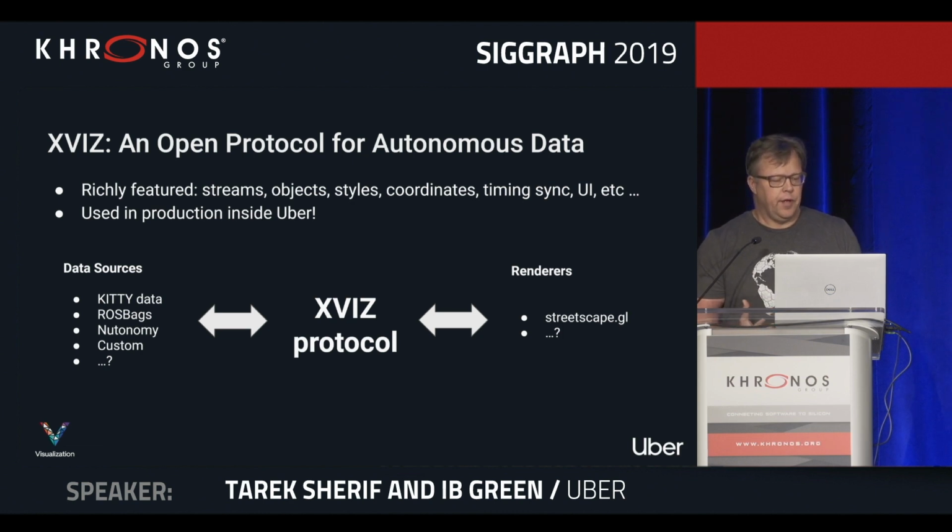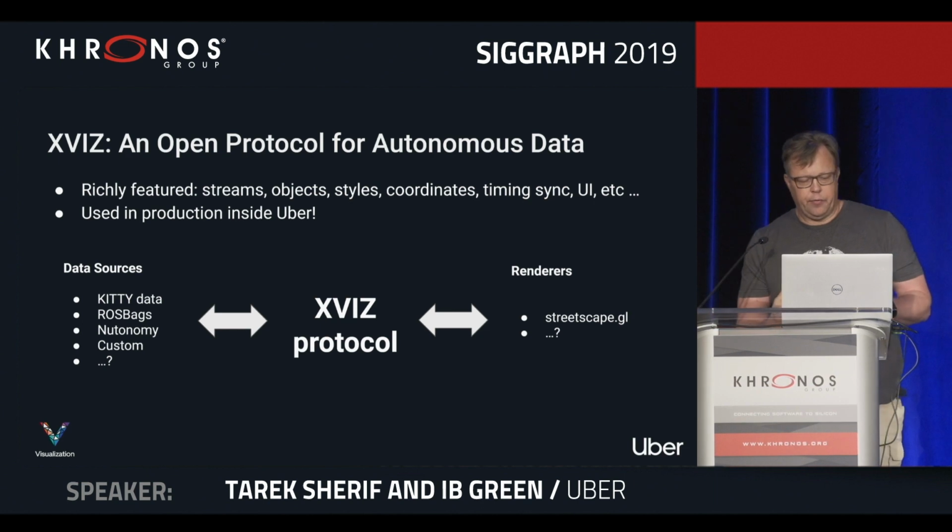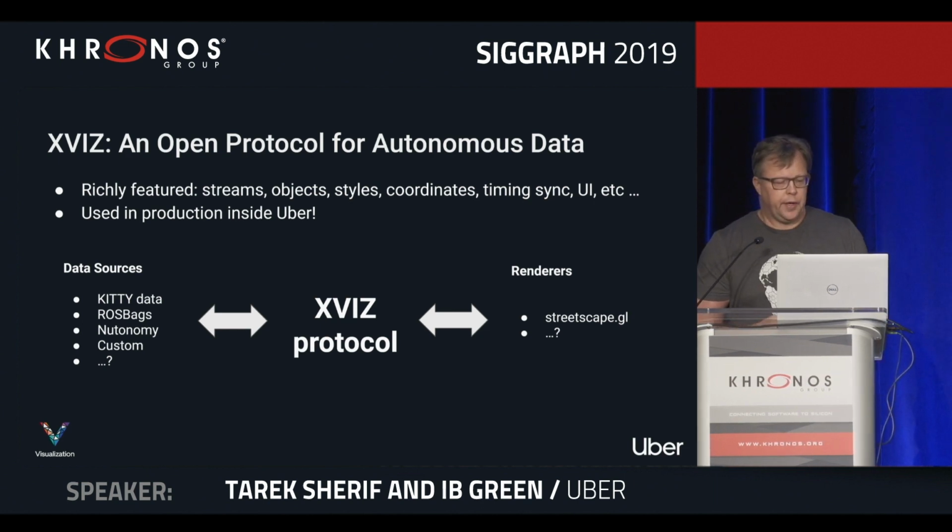And if you think about it, you can either work on the data source side, where we're constantly adding any kind of de facto or bigger formats. We import the KITTI data sets. We can import ROS bags, autonomy data sets. Obviously, our internal applications generate data here. So we see that growing, and you might be able to get a quick start getting your data into the XVIS protocol.